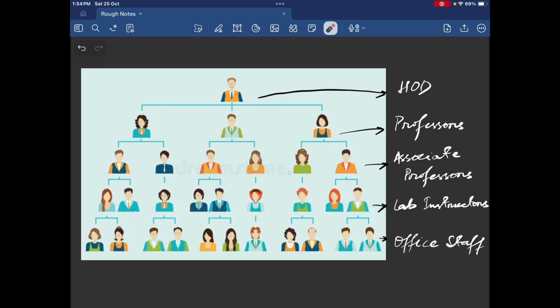Your department could be structured like this. At the top is the HOD or the head of department, the person responsible for academic and administrative leadership. Reporting to the HOD are professors, who are senior faculty members specializing in different subjects. Alongside them are associate professors. The department also has lab instructors who handle practical labs and equipment, and the administrative support comes from the department's office staff, handling student records, scheduling, and communications.